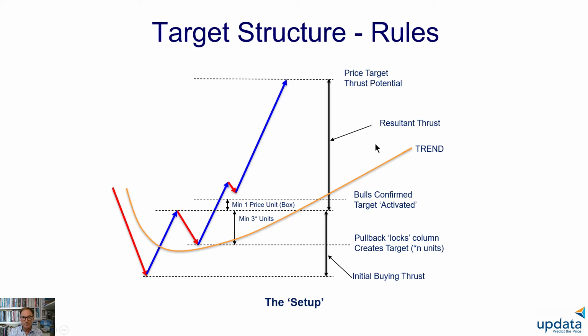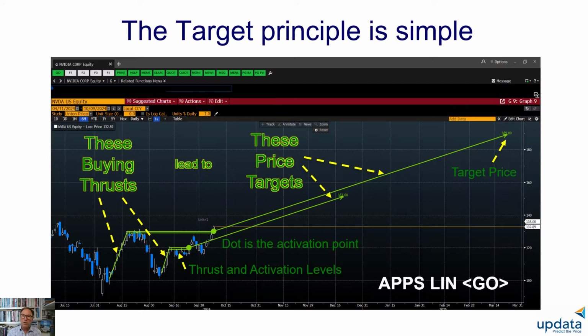This is the setup. This resultant move is from Cohen's work: if you use the 3-box reversal, this first move is a third of the overall potential. So we should move another 2 times that move. Looking at them on the Bloomberg, it's really simple.